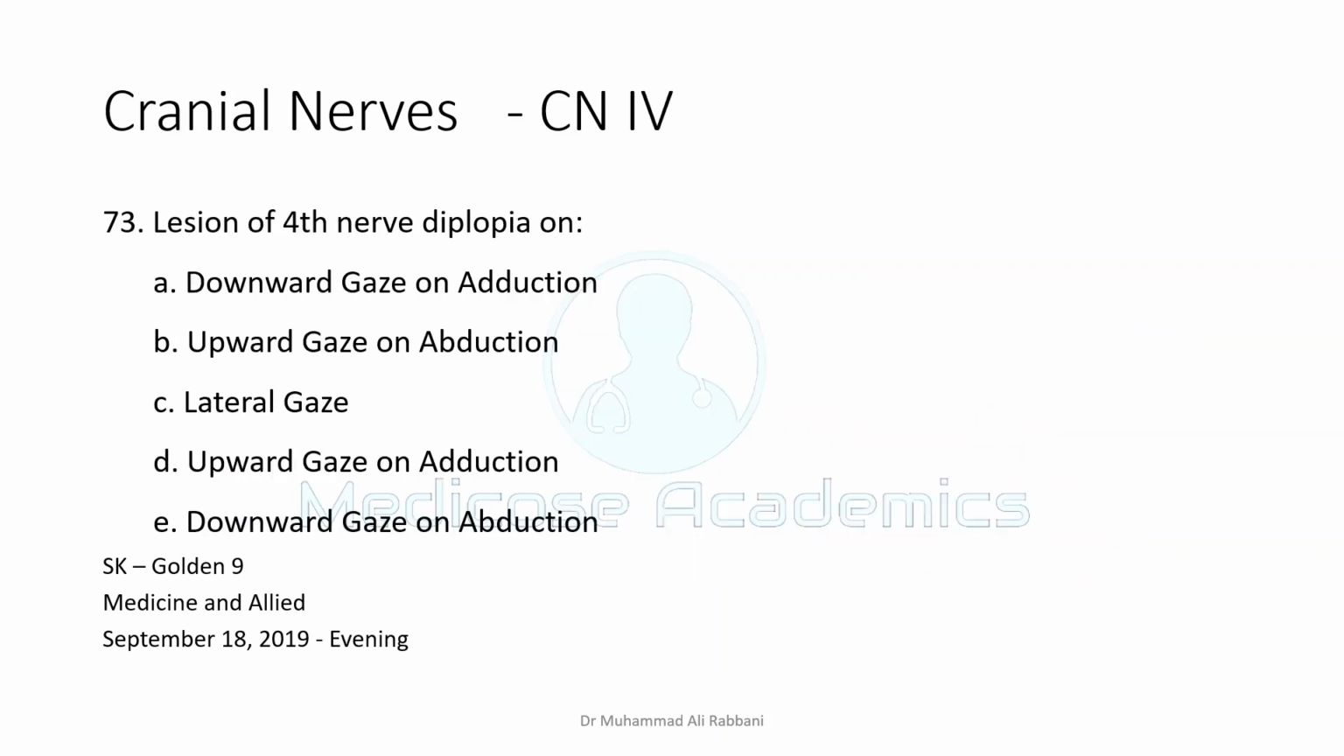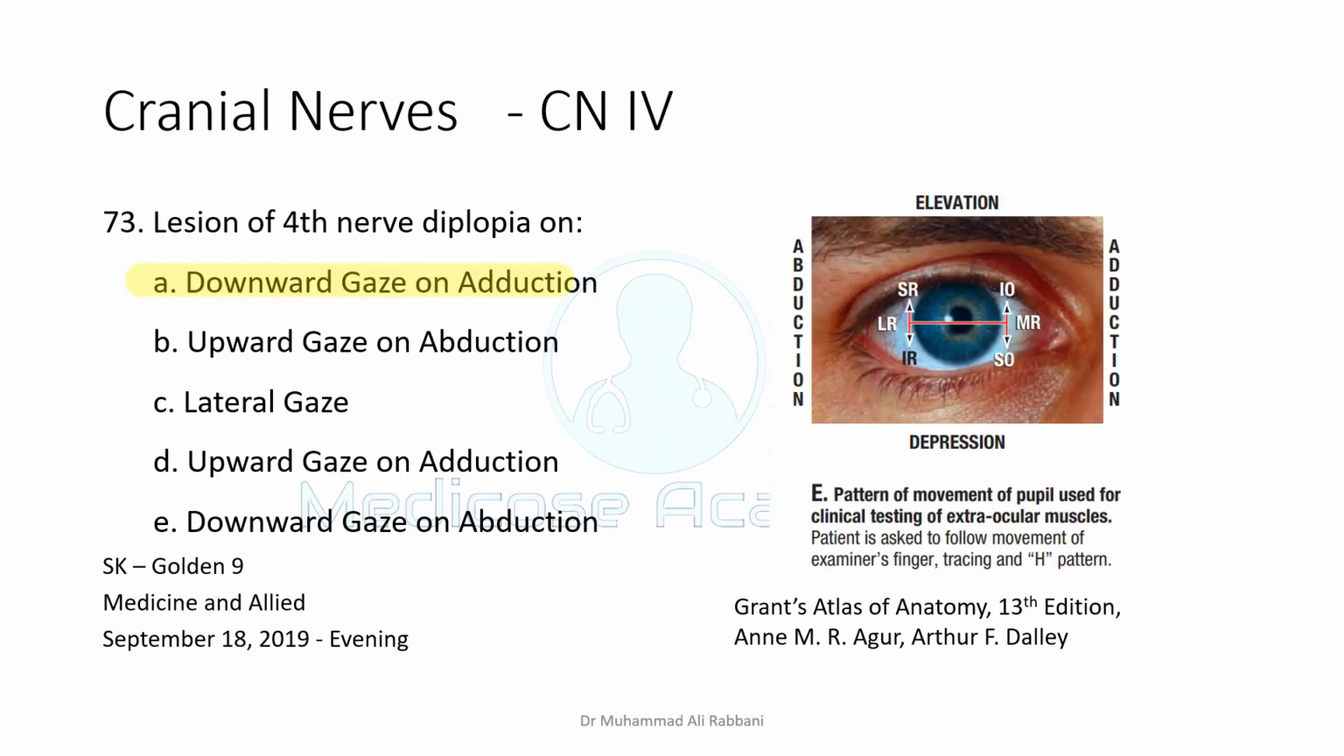Lesion of the fourth nerve causes diplopia. The fourth nerve's basic function is looking downwards and outwards. So the question mostly asked is about diplopia on looking downwards, that is, downward gaze on adduction. Be very vigilant that the directions given in this picture are given for clinical testing: downwards and medially, downward gaze on adduction.